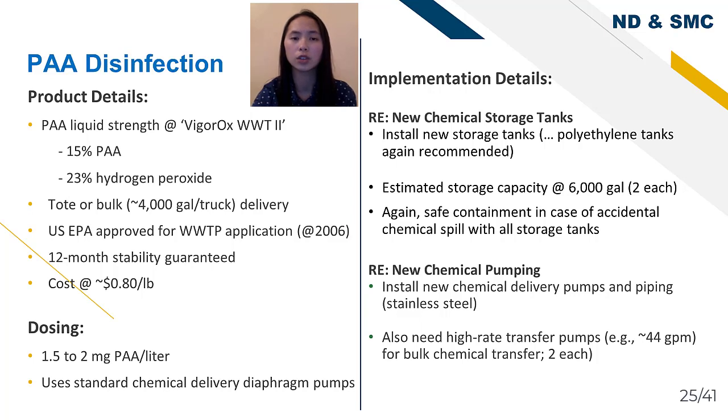Again, implementation entails new polyethylene chemical storage tanks. We're considering 2 different tanks, each with an estimated storage capacity of 6,000 gallons. Safe containment would also be used in case of spills. For chemical delivery, a new pumping system includes new delivery pumps and stainless steel piping. Lastly, high-rate transfer pumps will be installed for bulk chemical transfer.